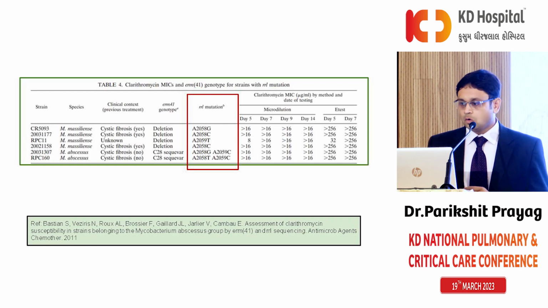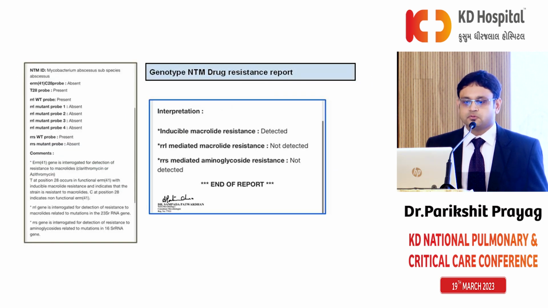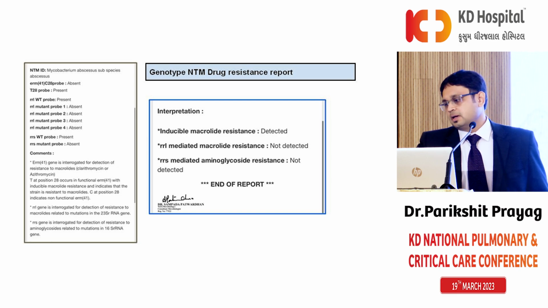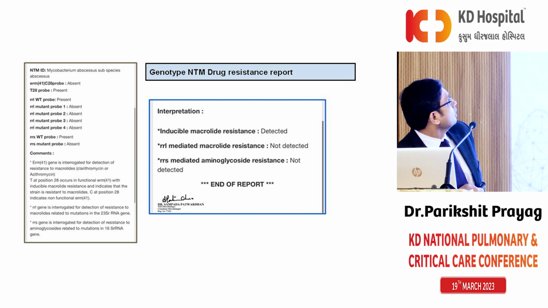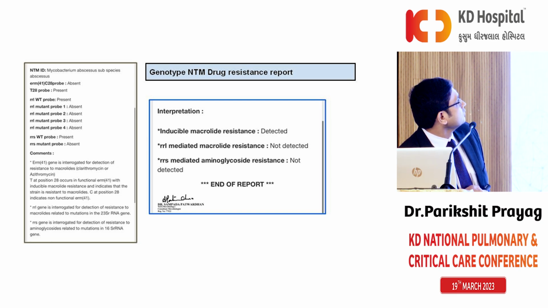Inducible resistance and constitutive resistance. So this is what we have for this patient. Look at the report here carefully. This patient shows, as far as ERM41 is concerned, that C28 is absent and T28 is present. So what does that mean?